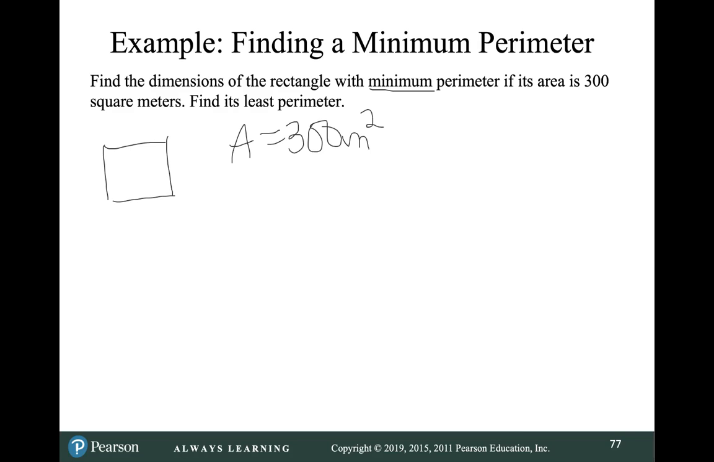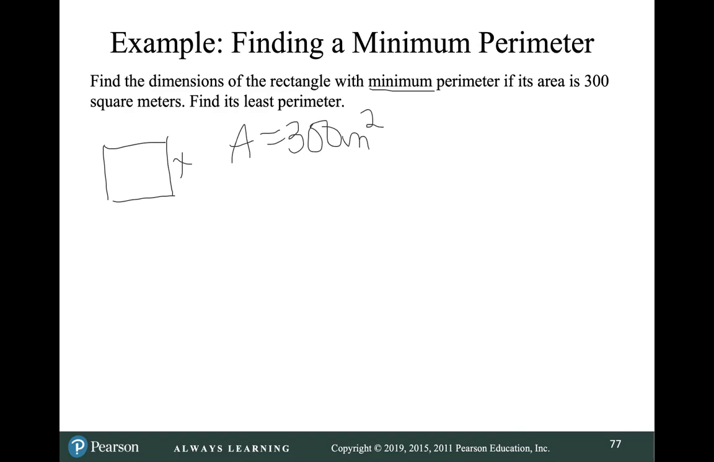Well, let's start by labeling our rectangle. Let's call one of these sides X. It doesn't matter if that's the smaller side or the larger side. This rectangle could be a square for all we know, right? I'm just going to call one of the sides X.